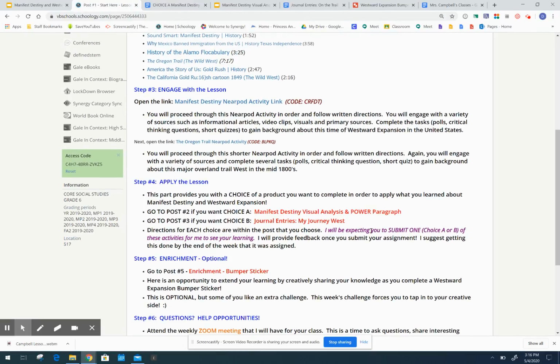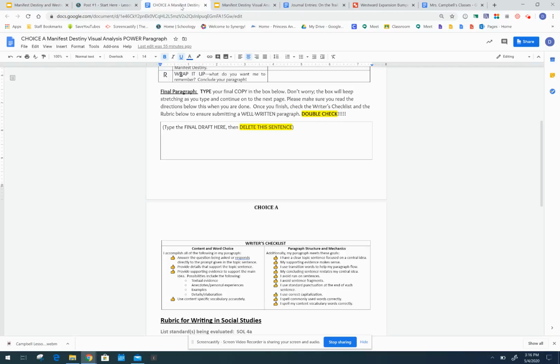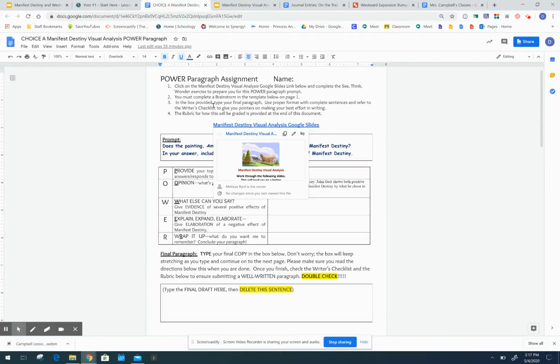One is a manifest destiny visual analysis of a painting, and then writing a power paragraph in response to a prompt. The other choice, choice B, are journal entries, where you write 3 journal entries about your journey west. So both of these choices involve a written piece. Let's take a look real quick at both of them so you can get a better sense of your options.